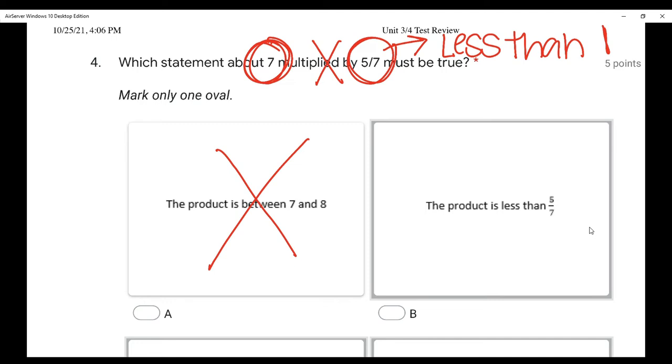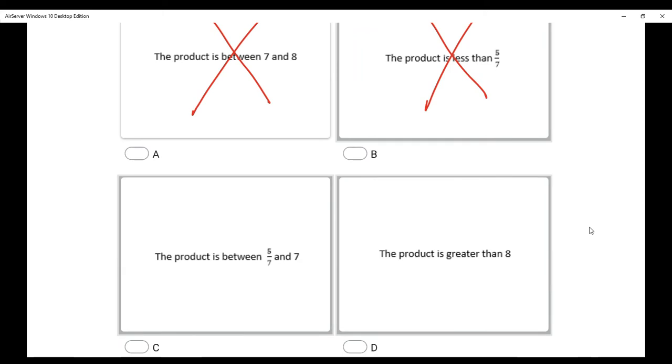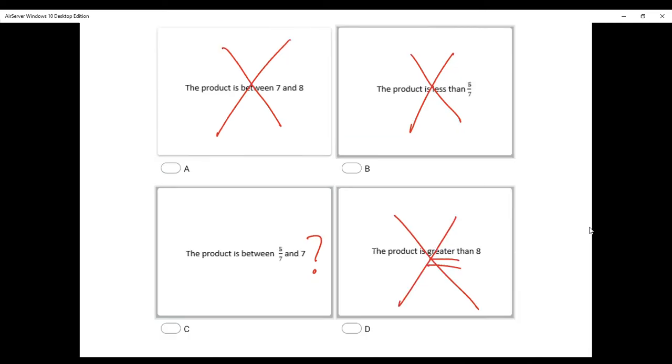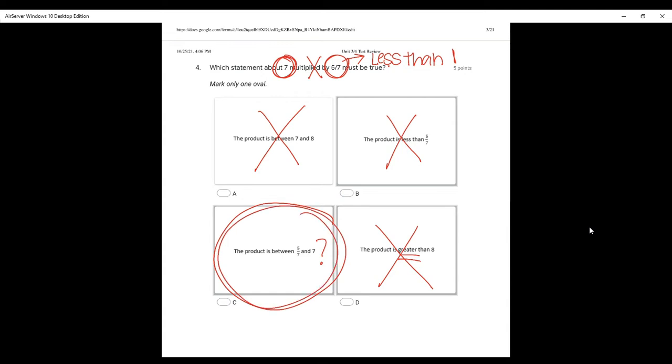This says the product's less than 5/7. It's not less than 5/7. It's going to be less than 7. So that's not right. The product is between 5/7 and 7. That could be it. And this one says the product's greater than 8. Well, it's not getting bigger. Remember, it's getting smaller. So it looks like it's going to be C.